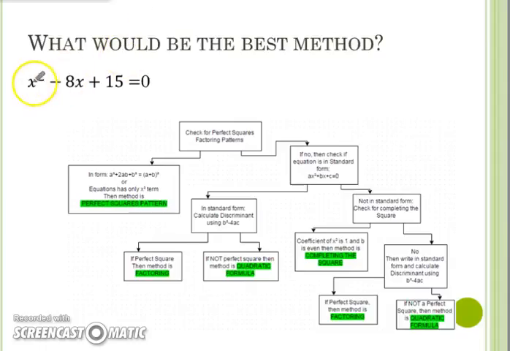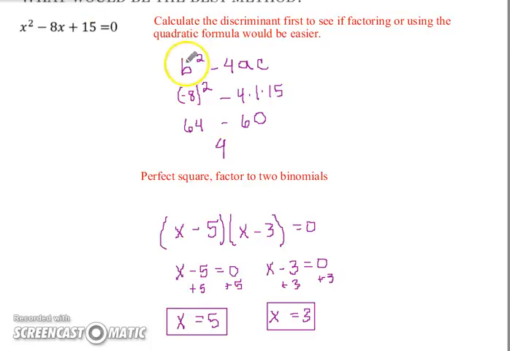Finally, one last example, x squared minus 8x plus 15 equals 0. So again, check for perfect squares pattern. This is not a perfect square, so I know it's not over here. And I've got two x terms, so I don't want to go this way. I would go this route. My equation is in standard form, so I'd go this route and then start off by calculating that discriminant. Calculating the discriminant, you have b squared minus 4ac simplifies to 4.